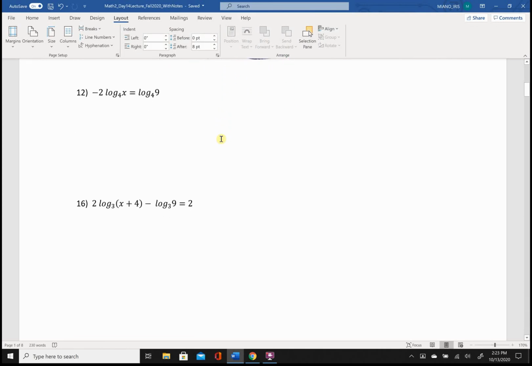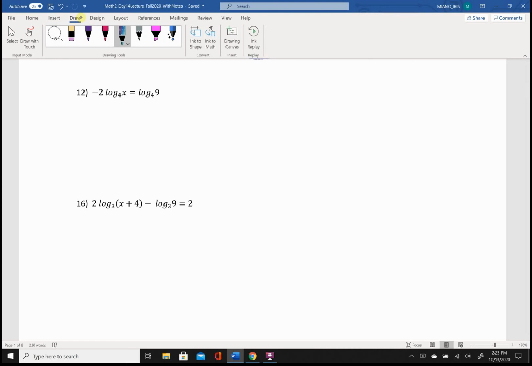Moving on to example 12, you'll notice that we have 2 logarithms set equal to each other. One of them has a scalar multiple out in front, this -2. The way that I would start off this process is to let this -2 come upstairs and become an exponent on the x. That way we have 2 logarithms set equal to each other with no other factors. They happen to have the same base, so once that is in play, we can just cancel out the logarithms on both sides.